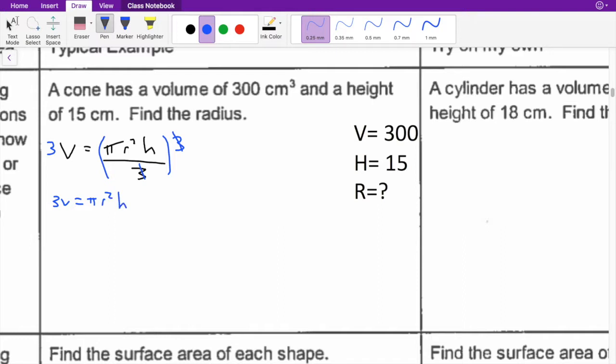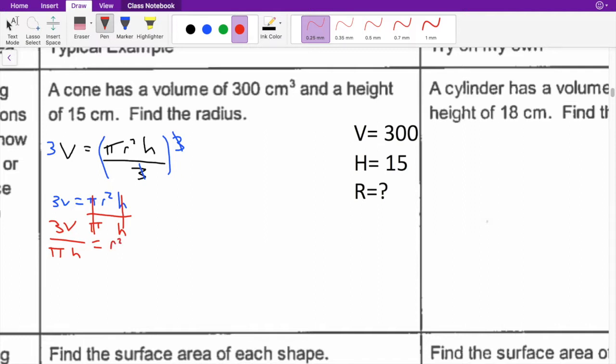Now to get the r by itself, I need to get rid of pi and h. So let me divide, because those are all multiplied. It's pi times r squared times h. So let me divide this here, and those are going to cancel out, but I can't do one side if I don't do the other side. Pi h. Good. So I now have 3v over pi h equals r squared.